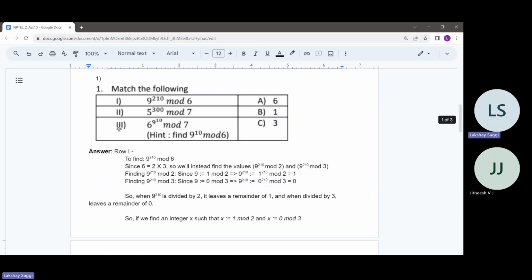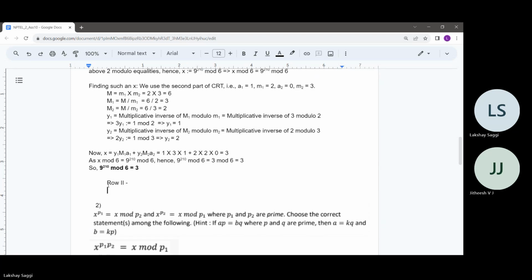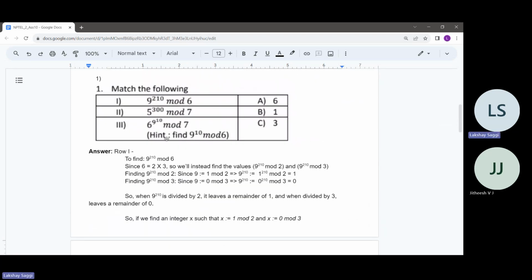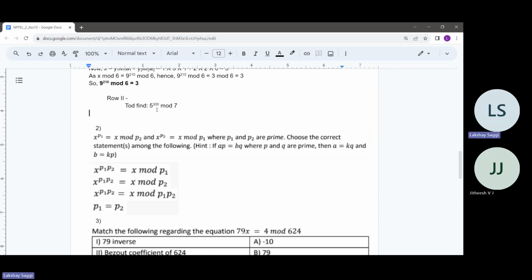So now let's come to row 2 then. So row 2 is 5. This was an application of the Chinese remainder theorem. The second and third rows will be simpler, I believe. So row 2 now wants us to find 5 raised to the power 300 mod 7. 5 raised to the power 300 mod 7. And this is sort of easy. Maybe I'll just write this as to find. This is relatively easy because we see that this 7 here is a prime number actually.